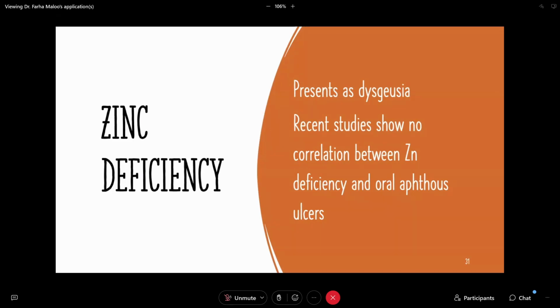Zinc deficiency particularly presents as dysgeusia, or altered taste sensation. Earlier, it was known that patients with recurrent aphthous ulcers should be given zinc supplementation. But recent studies show there is no correlation between zinc deficiency and oral aphthous ulcers.